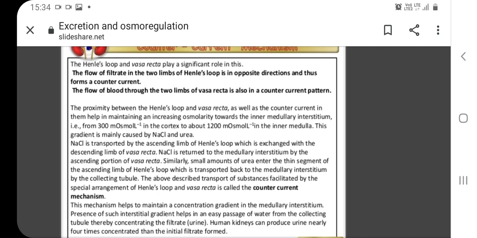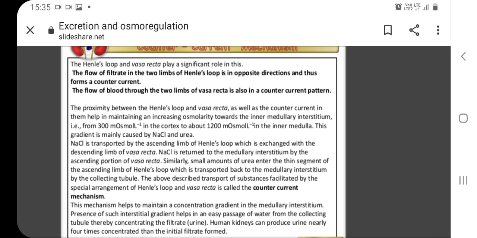The proximity between the Henle's loop and vasa recta as well as the counter current in them helps in maintaining and increasing osmolarity towards the inner medullary interstitium, that is from 300 milliosmoles per liter in the cortex to about 1200 milliosmoles per liter in the inner medulla. This gradient is caused by sodium chloride and urea.